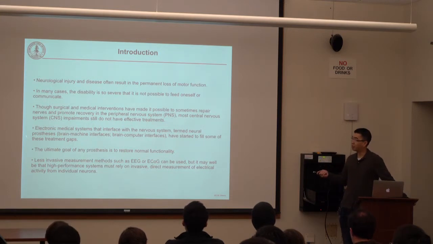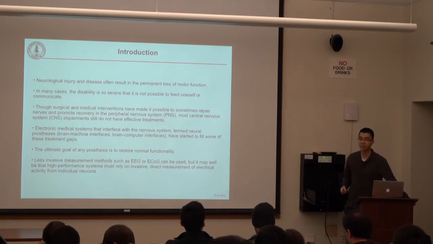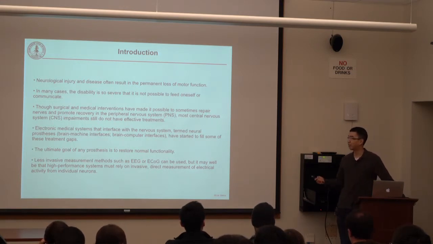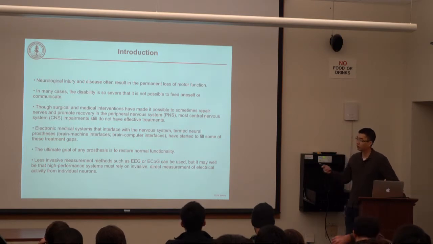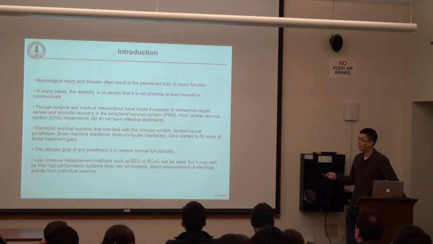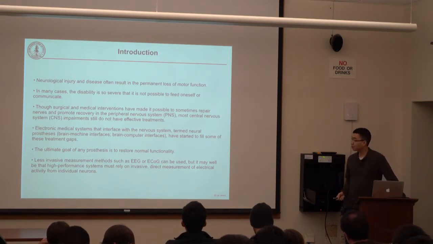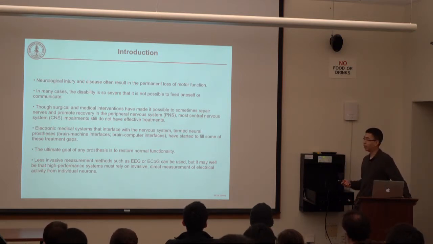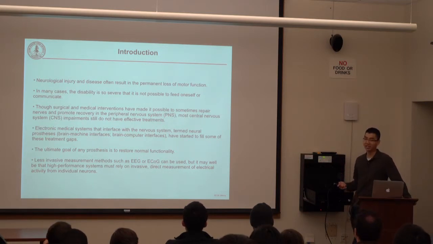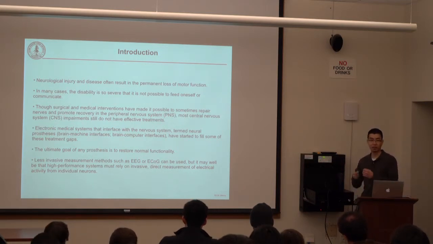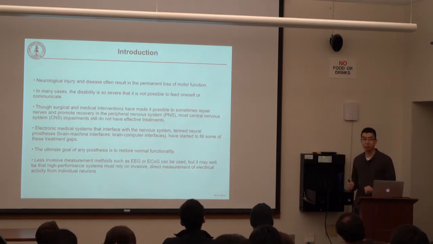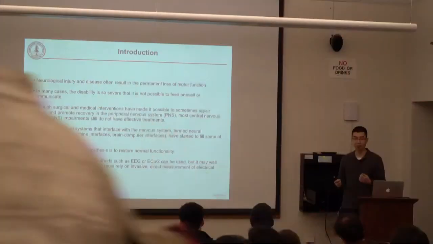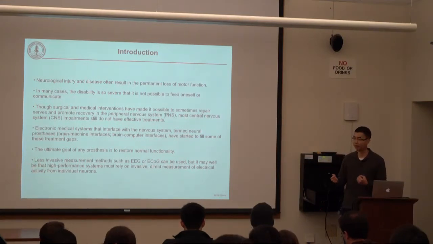Because of this, what we want to do is design electronic medical systems that interface with the nervous system. These are neural prostheses or brain-machine interfaces. We're hopeful, and we've begun to see, how these brain-machine interfaces or neural prostheses can start to fill some of these treatment gaps. The ultimate goal of any neural prosthesis is, of course, to restore normal functionality. And so we hope that, for example, someone who's paralyzed would ultimately be able to walk again, be able to move their arms as they naturally would, or maybe not their arms, but a prosthetic arm.